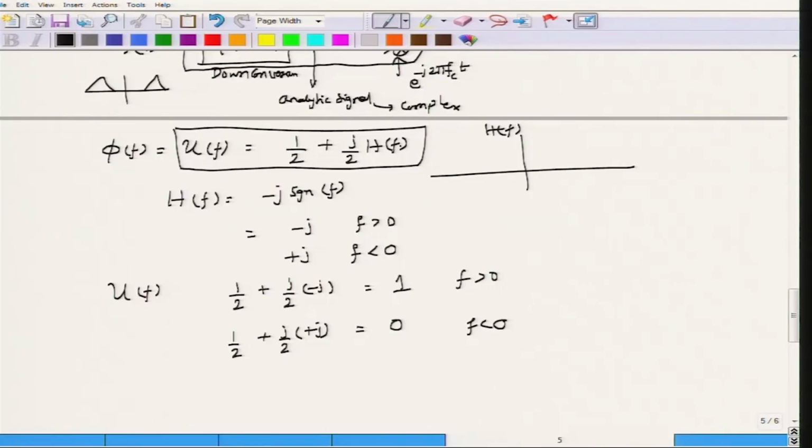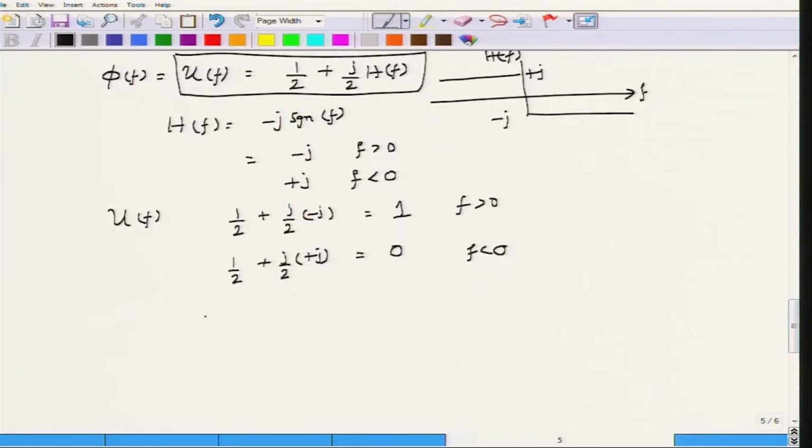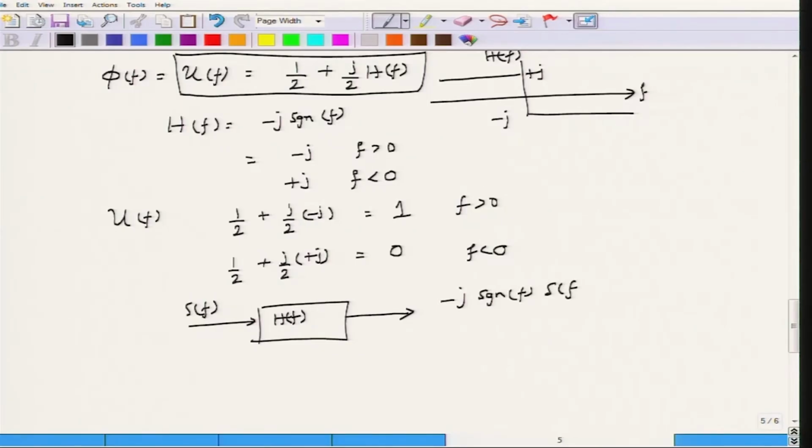If you further define the signum function to be equal to 0 at f equal to 0, that is the average of these two values, then U(f) will be half at f equal to 0, and we recover everything about U(f) correctly. So H(f) is minus j and plus j as a function of f. Incidentally, if I take any signal and pass it through a filter that realizes this H(f), the output will be minus j signum of f into S(f).